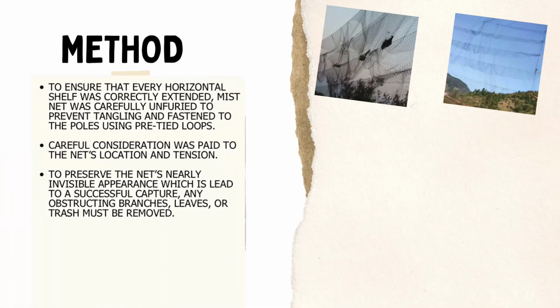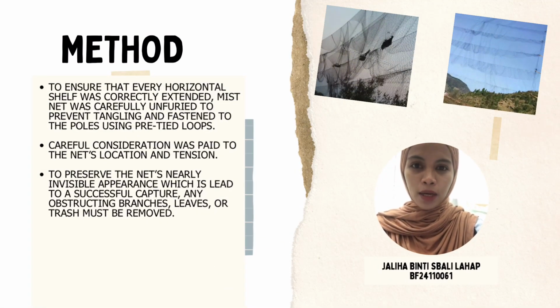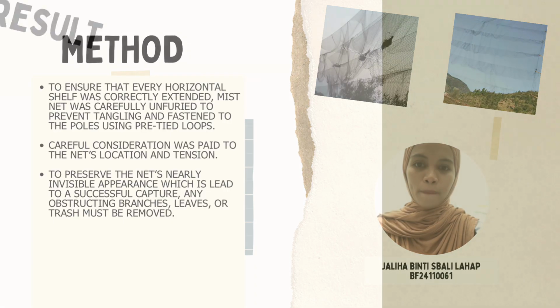Thank you. Next, the other methodology is to ensure that every horizontal shaft was correctly extended. The mist net was carefully unfurled to prevent tangling and fastened to the poles using pre-tied loops. Second, careful consideration was paid to the net's location and tension. And the third, to set the net's nearly invisible appearance, which leads to a successful capture. Any obstructing branches, leaves, or trash must be removed.